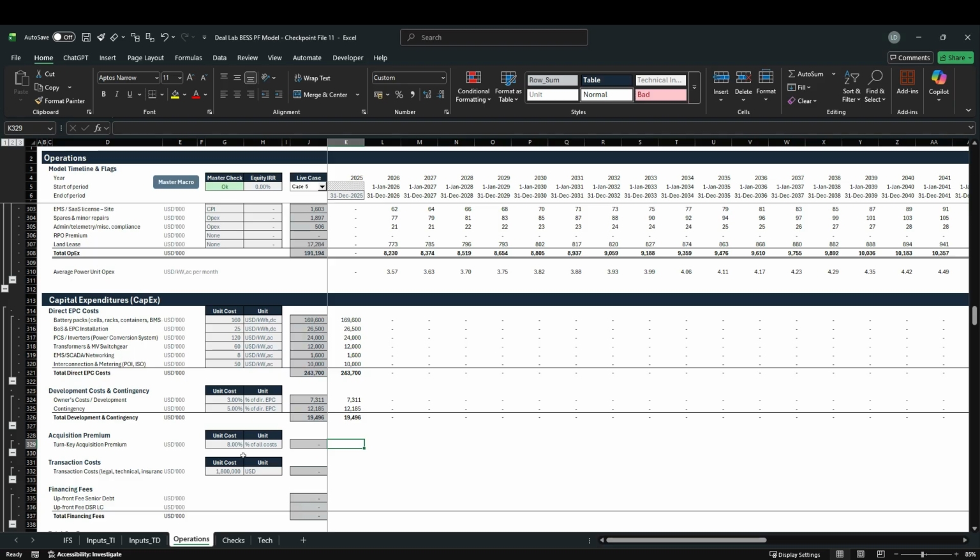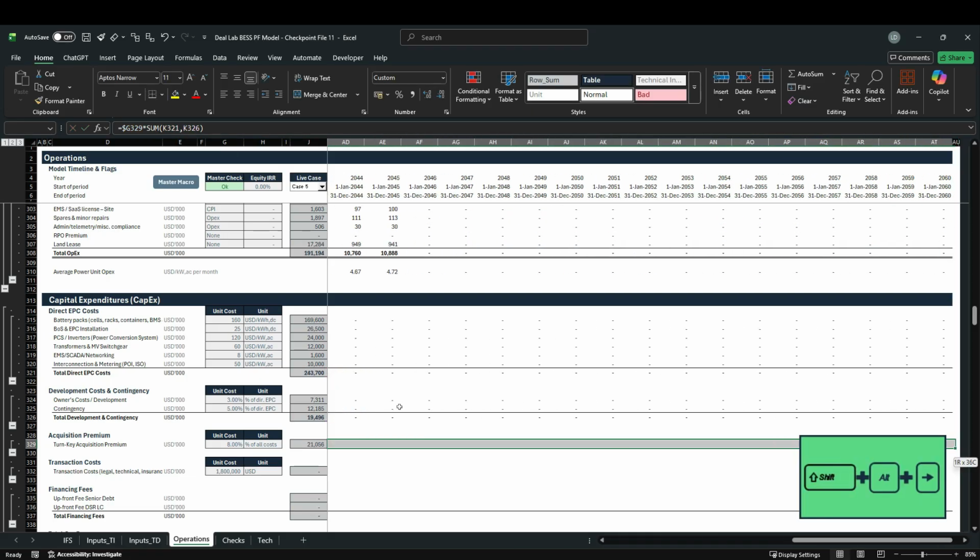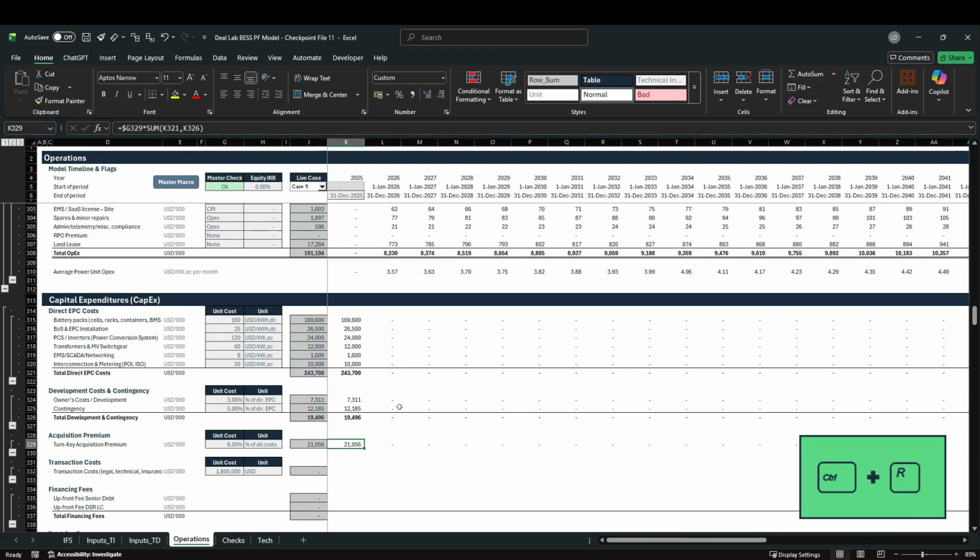But this is just a case study, so we assume 8% flat for all cases. And this is going to be equal to our 8% of all costs. Hit F4 1, 2, 3 times, and let's multiply this with the sum of our total direct EPC costs, comma, our total development and contingency. Close parentheses, hit enter, and let's drag this one over, Control R.